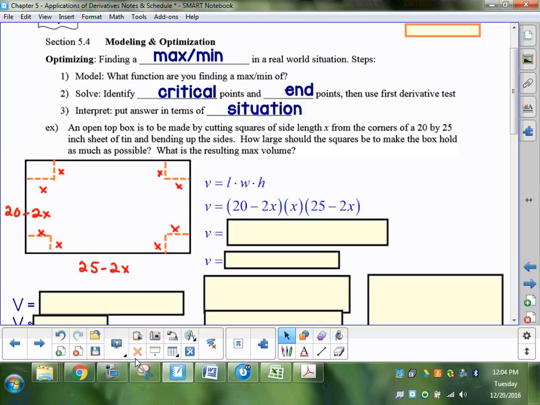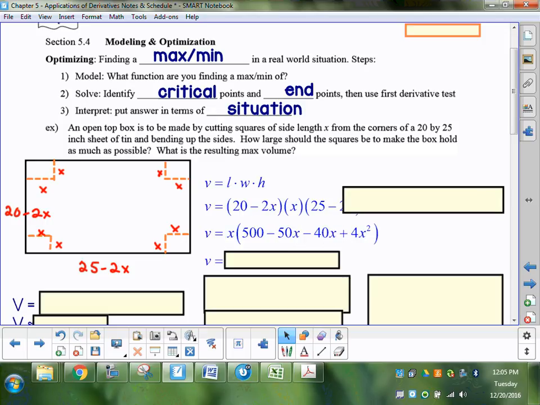Hands up when you can tell me what that expression is going to be. We'll wait for 6 of you. We've got 1. 2. 3. 4. 5. Josh? 4x cubed minus 90x squared plus 500x.